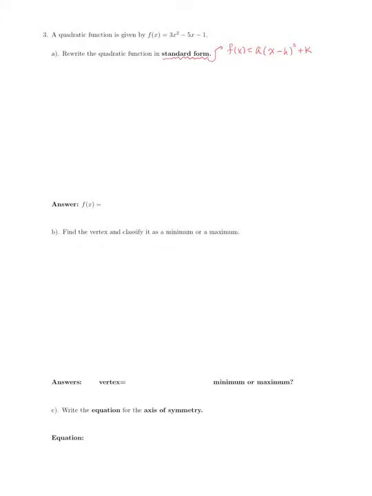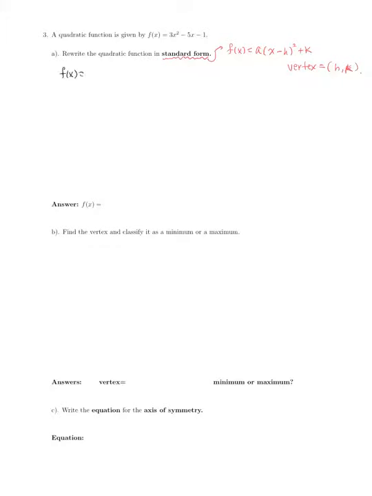Now, if you have this equation, then your vertex is going to be h comma k. That's a k, sorry. Okay, so keep that in mind. All right, so in order to make the general form into a standard form, we're going to have to complete the square. All right, so let me just write it out.